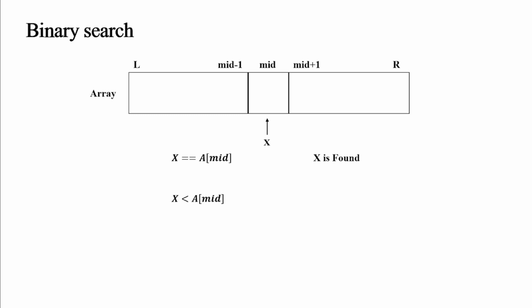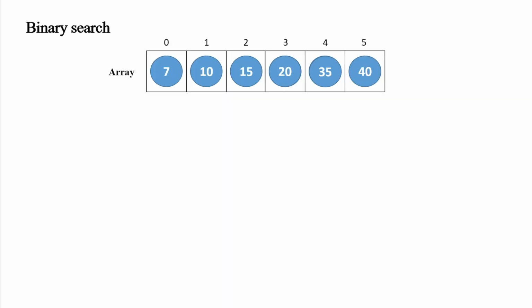If X is smaller than the middle element, we continue searching in the first half of the array, from the first element up to the element just before the middle one. But if X is greater than the middle element, we continue searching in the second half of the array, from the element right after the middle all the way to the last element. All right, that's binary search.